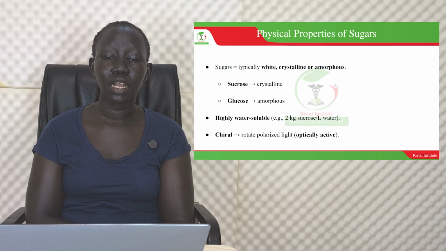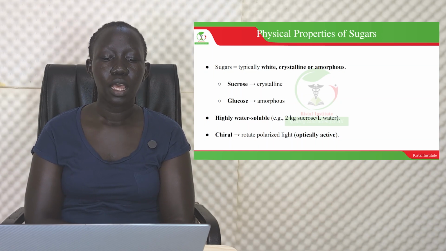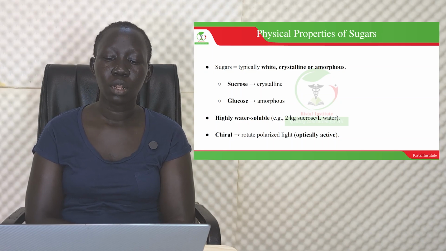Physical properties of sugars. Sugars are typically white and crystalline or amorphous. Sucrose is crystalline and glucose is amorphous. Sugars are highly water soluble, for example, 2 kilograms of sucrose in water. They are chiral, they can rotate polarized light, or they are optically active.